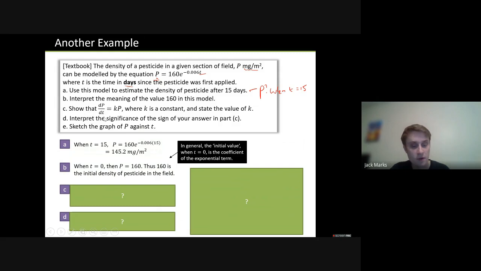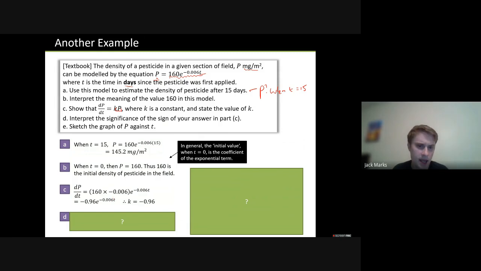Show that when you differentiate, you get Kp. P is that formula from before. It looks like just a letter, but it's actually all of that. So show that you get a number in front of all of this, where K is a constant. Okay, well, if we differentiate, we get Kp. If we differentiate, we certainly get this one here.